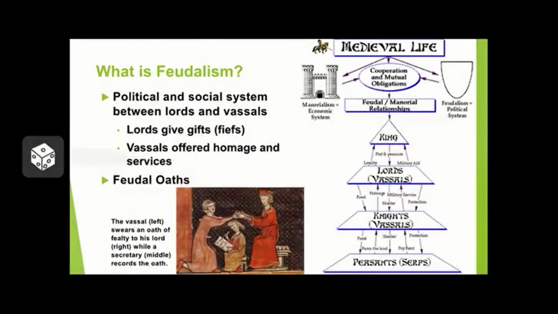Each party has a set of obligations and a set of benefits from this relationship. So in the relationship of feudalism, a lord is going to give gifts to his vassals. In exchange, the vassal is going to offer homage, which simply means loyalty, honor, and respect, and also services. Now, the gifts that the lord is giving are usually gifts of land, though they could include gifts like food and housing and protection. But especially if you happen to be getting a gift from a king, then that gift is going to be land, and that land is going to be called a fief.